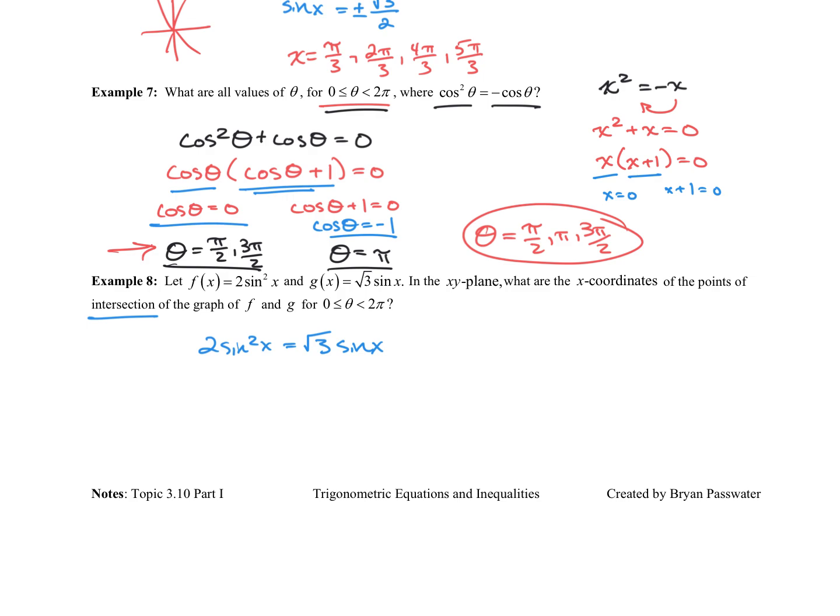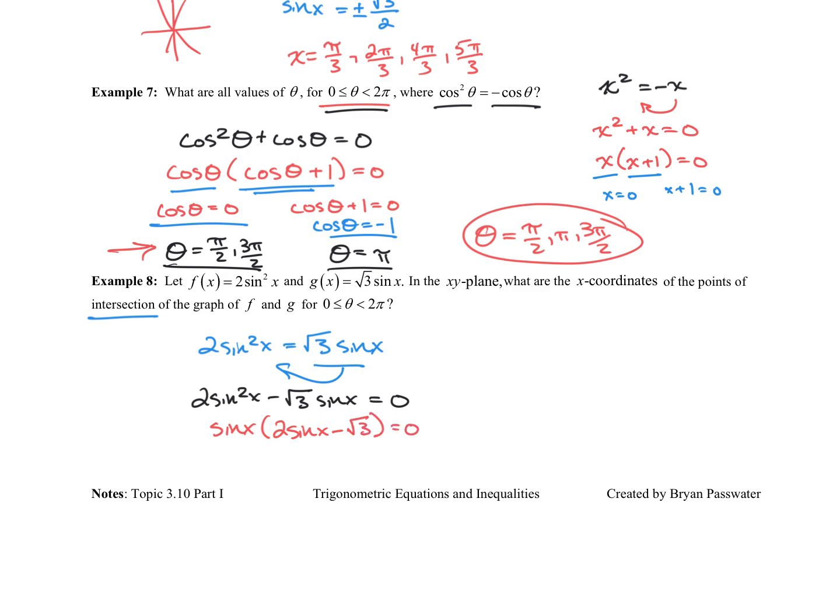All right, and so what's my first step? Subtract. Okay, we're going to move this one over. And so now we'd end up with 2 sine squared x minus square root 3 sine x is equal to 0. And just like before, what can we do? We can factor out what? A sine x. And so now we'd have sine x times what? 2 sine x minus square root 3.